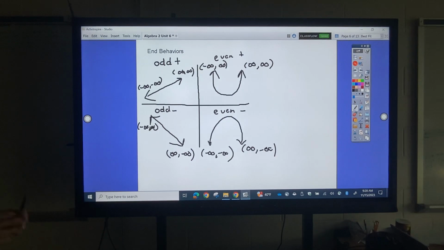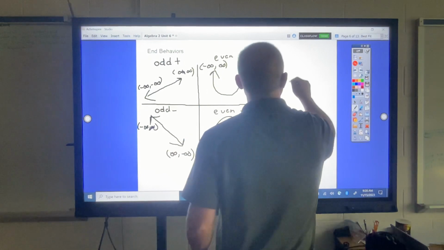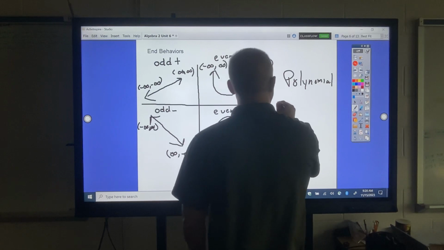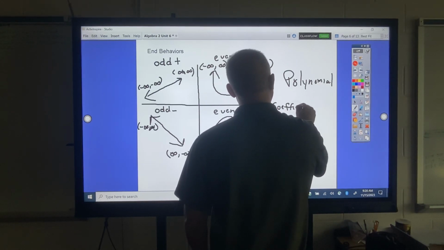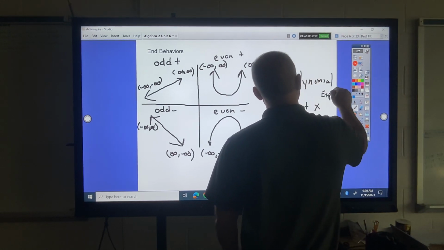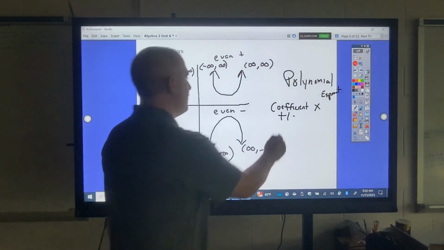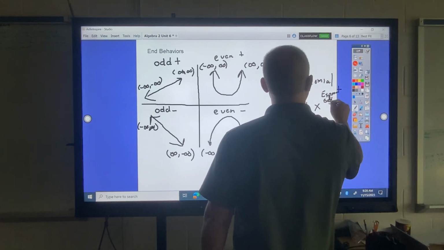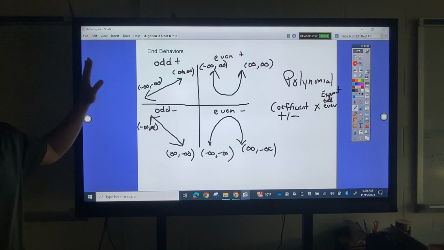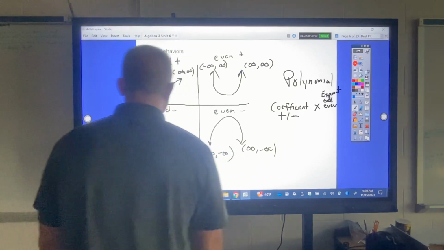Now, here's the idea. Every polynomial, if you look at the coefficient with the exponent, we care about whether the coefficient's positive or negative and if the exponent is odd or even, okay? It will trace back to one of these four pictures, okay? So what do I mean by that?